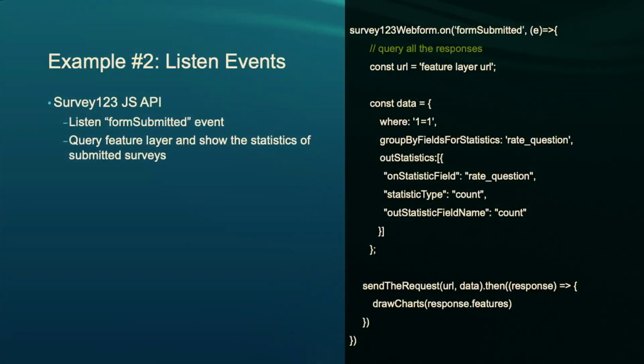Let's go to the code to see how to make this happen. What I did is just listen to the form submit event, which is provided by the Survey123 JS API. And in the event listener, make a request to the backend feature layer to get a statistic on each rate. I defined the payload to query all the features and group by this rate question. Then set the statistic type as count to calculate each rate's percentage.